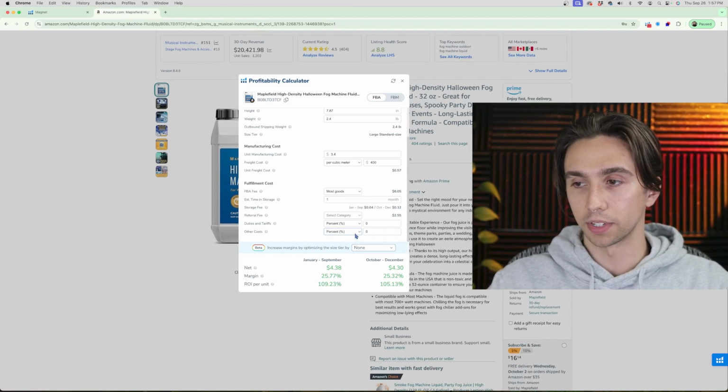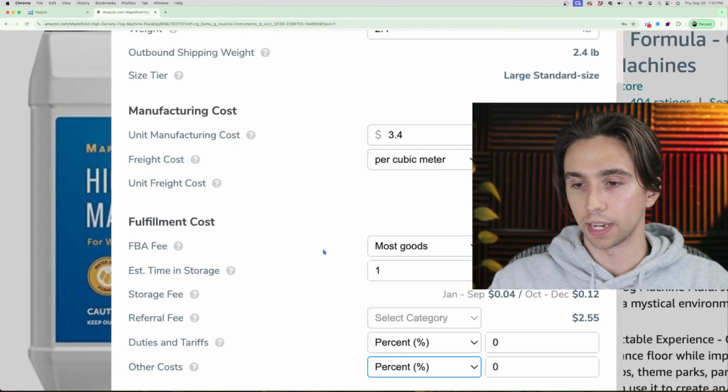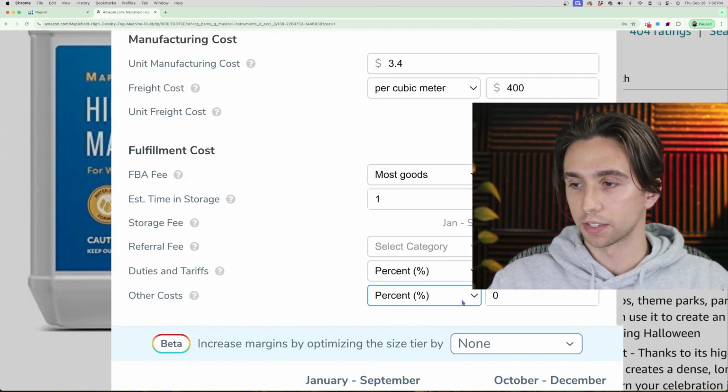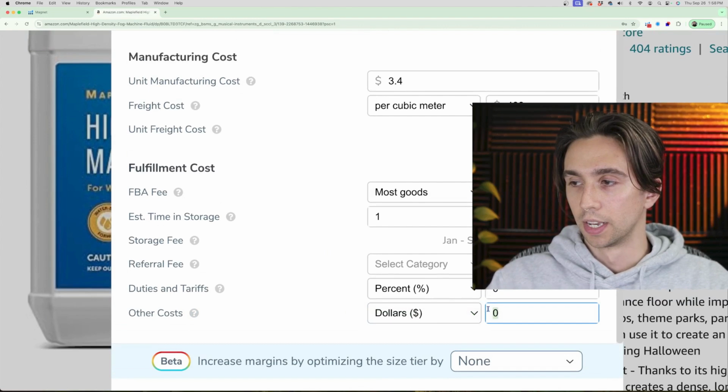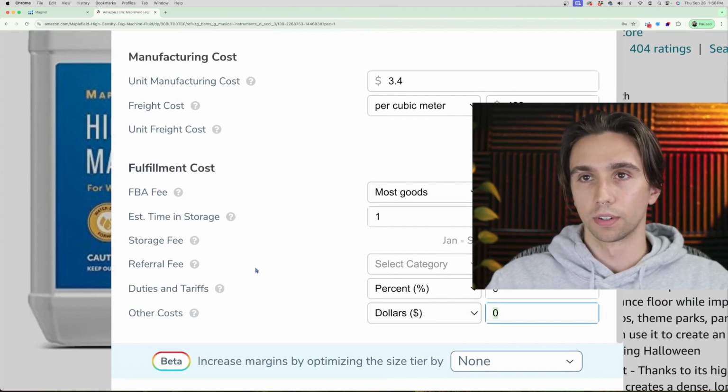This isn't at 40% to start. Then when we come down to other costs, let me try and zoom in here. Yeah, boom. Other costs, and we have, do you see that? I'm kind of covering it. There we go. Percent, just change it to dollars. And then go figure out your, I'm not going to do it in this video because I've done it in a bunch of recent videos lately.